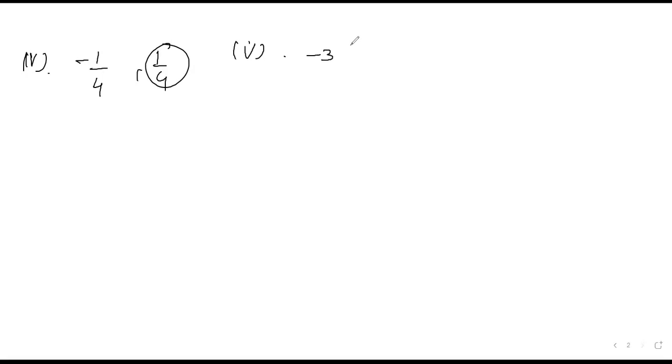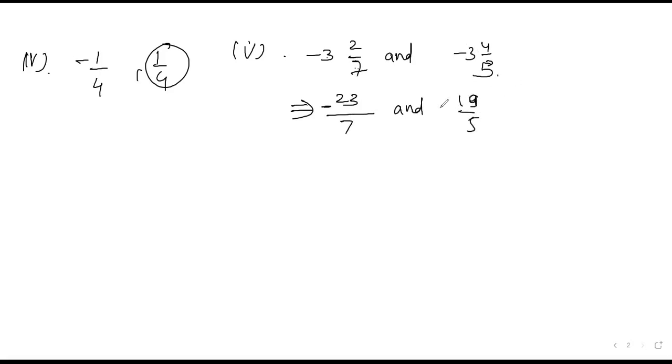Okay. So minus 3 whole 2 upon 7 and minus 3 whole 4 upon 5. So you will simplify this one. 7 threes are 21, plus 2 is 23, so minus 23 upon 7, and 5 threes are 15, plus 4 is 19, so minus 19 upon 5. Now we will make the denominators the same: 23 into 5 upon 7 into 5 and minus 19 into 7 upon 5 into 7, right?